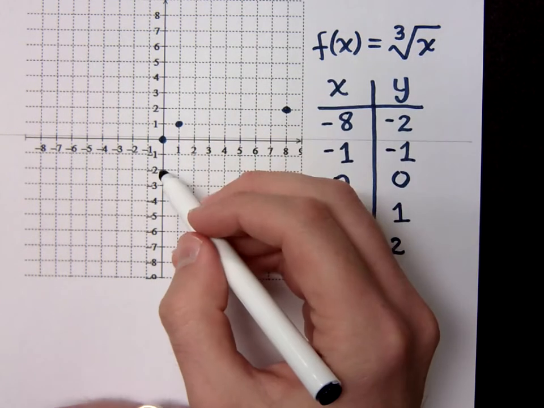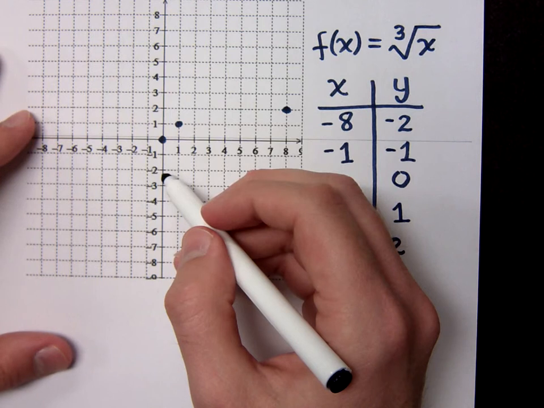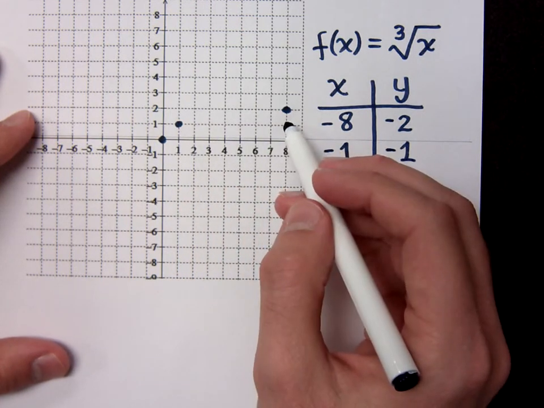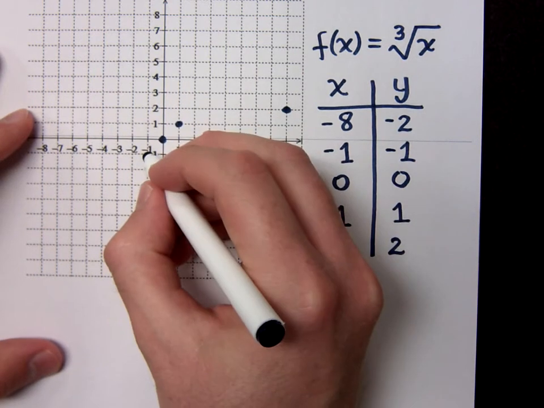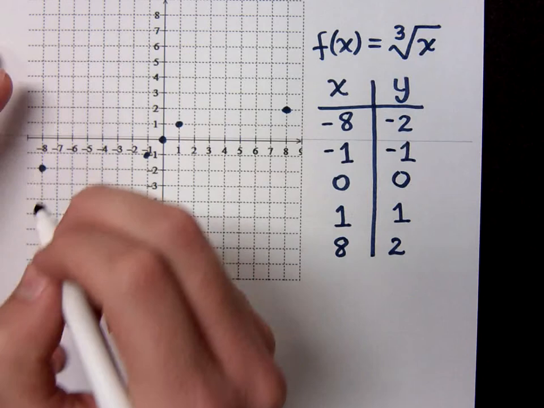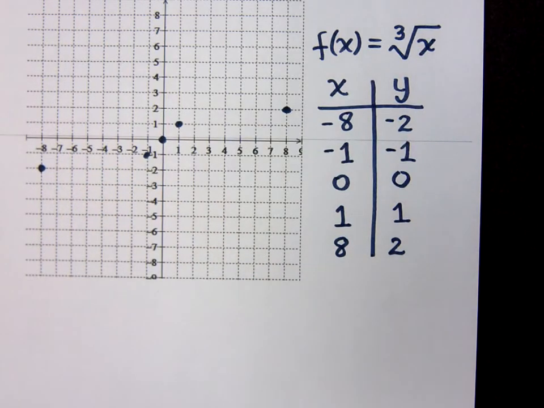Oh, this is a parabola. No, it's not. Because that's what you get on one side. Some of it kind of looks like a parabola, but it's not. As you finish plotting the rest of these points, negative 1, negative 8, negative 2, you get something that is anything but. This is definitely not a parabola.